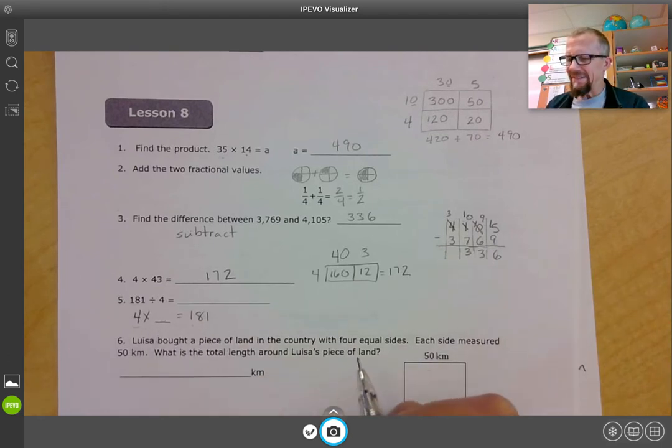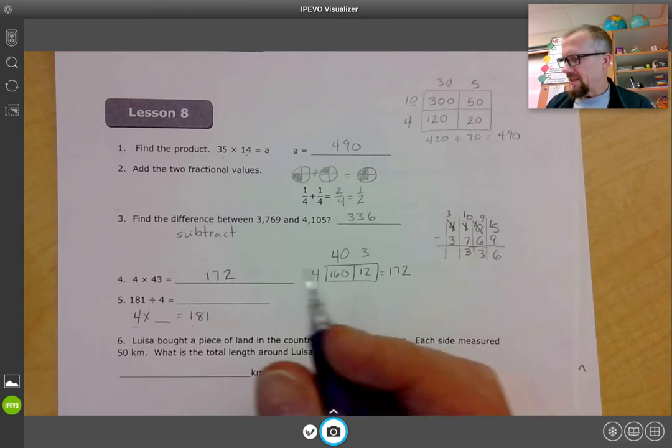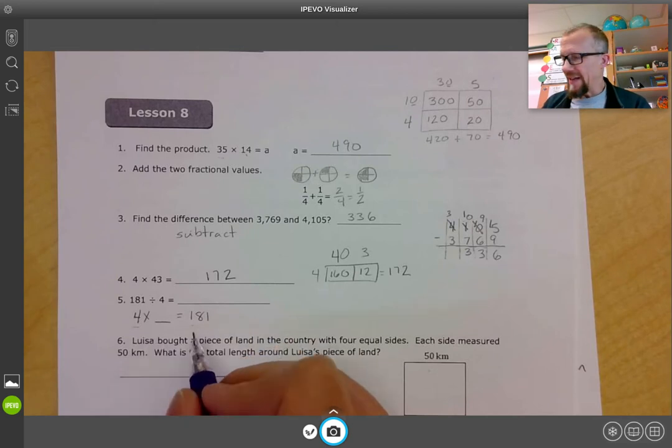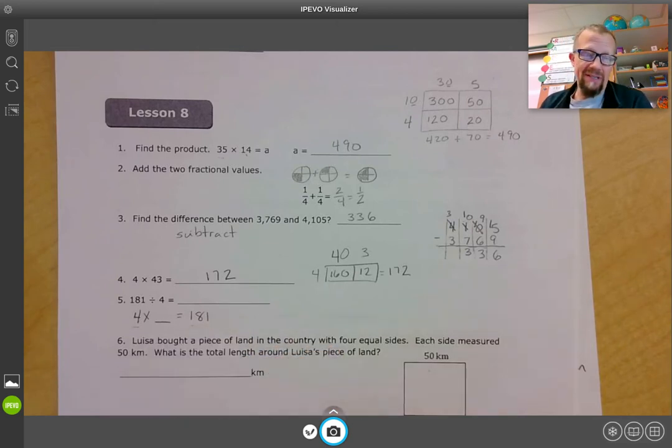Well, what if I did half of that? Half of 100 is 50. So 4 50s, 50, 100, 150, 200. That's getting closer. It's close. 200 is pretty close to 181. So 50 is a closer one, but not quite. What's a little less than 50? What about 40? What would 4 40s be?